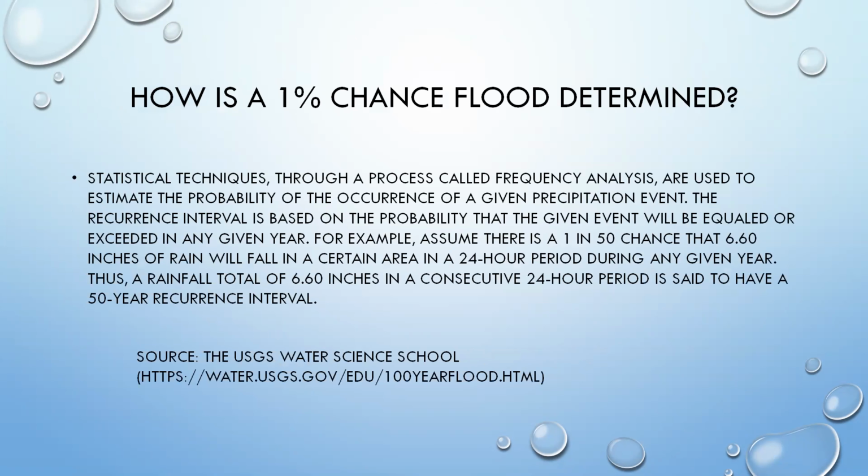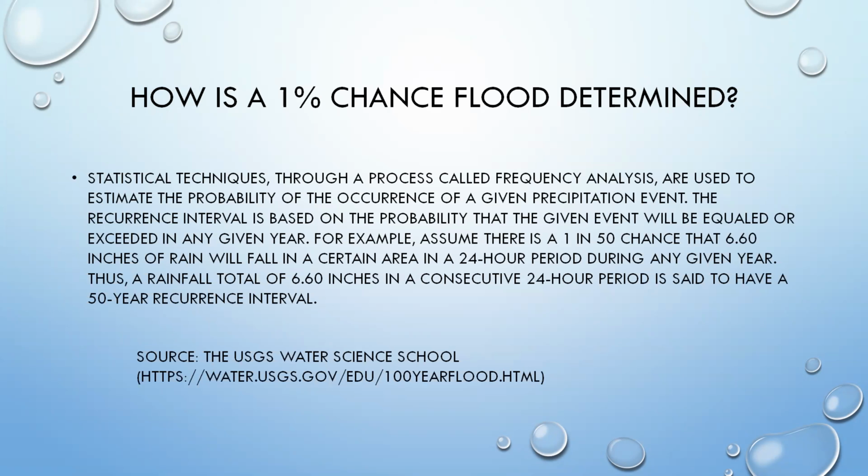So how that level is determined, this is from the USGS. The 100-year flood is used by a lot of agencies, even though FEMA is the one responsible for the floodplain maps through their National Flood Insurance Program. The 1% flood is a probability flood that a lot of agencies and local jurisdictions use as well. With the USGS, I like their definition. It's a statistical technique through a process called frequency analysis, where they estimate the probability of the occurrence of a given precipitation event. And then they look at that precipitation event and judge it based on a recurrence interval to create that probability.